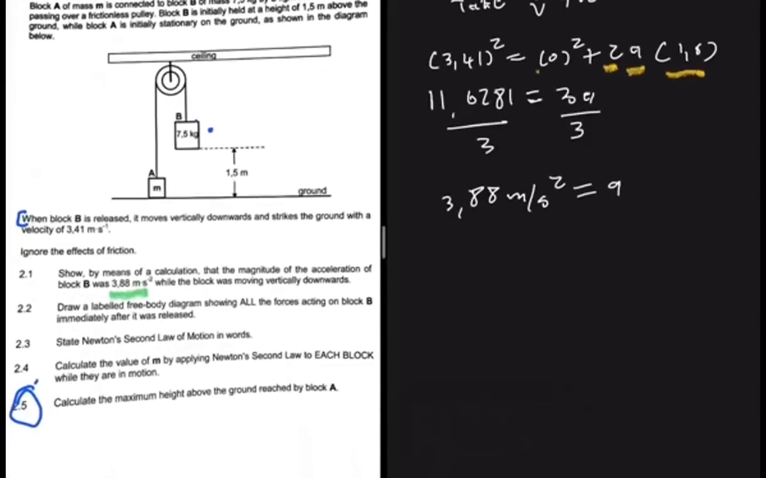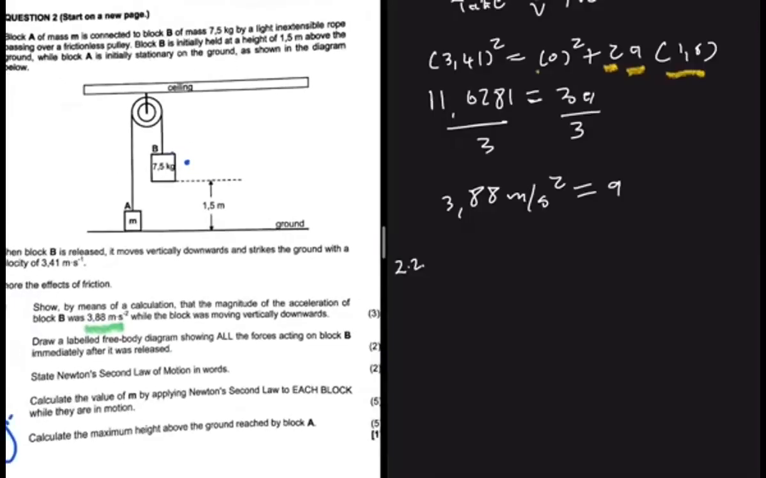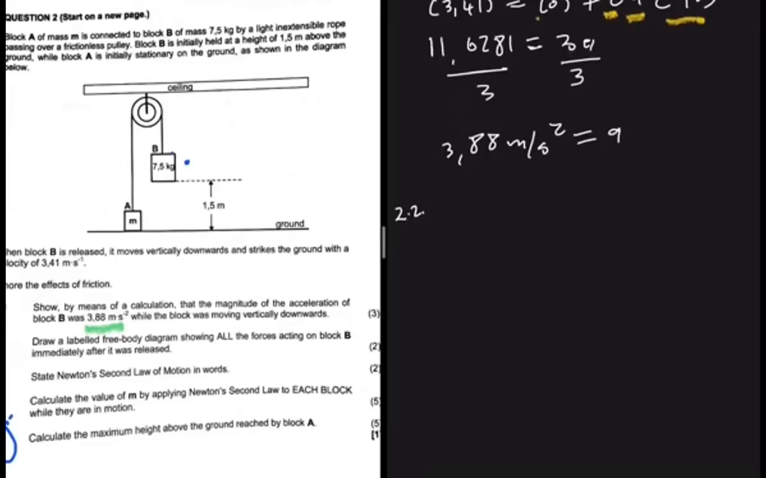And now 2.2, let's draw a free body diagram showing all forces acting on block B immediately after it was released. So let's just go ahead and do that. For block B, we're gonna have the weight pointing downwards, right? And then now we can start thinking about everything else. You know the weight is gonna be there, so you put the weight first, and then after that you have to start thinking about everything else, right?